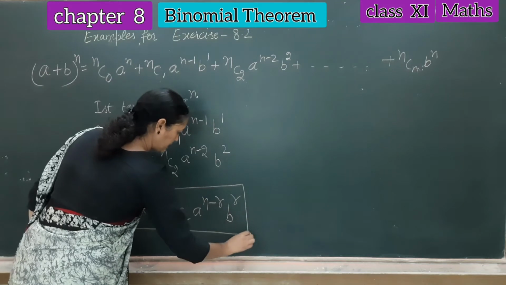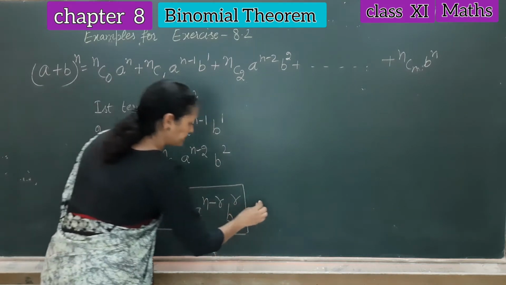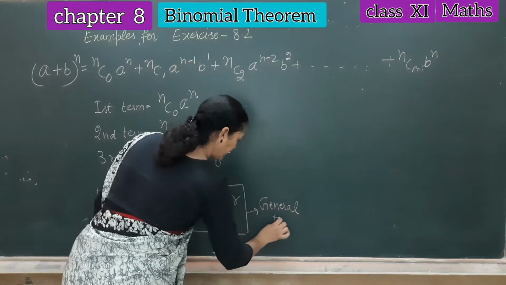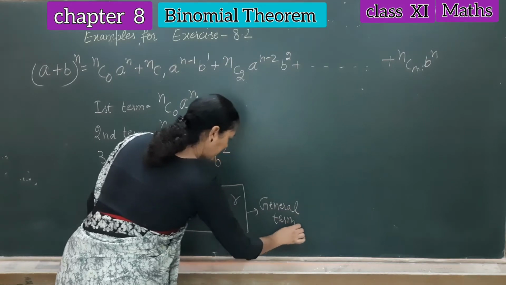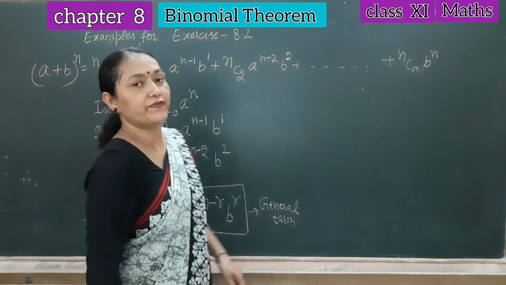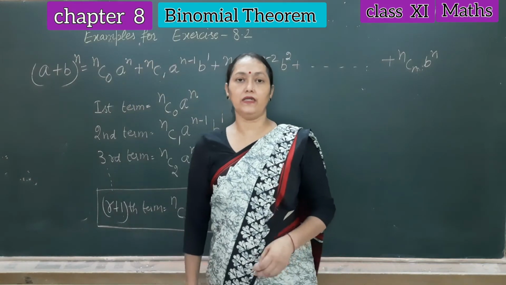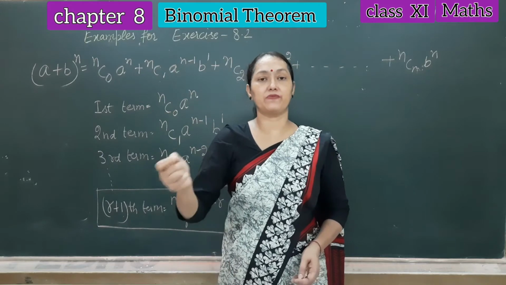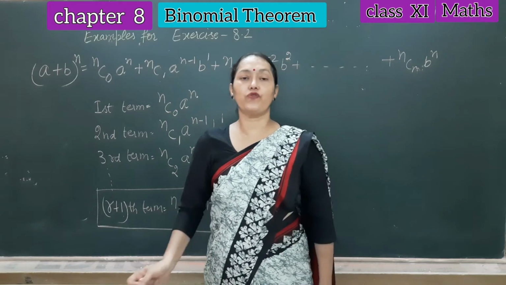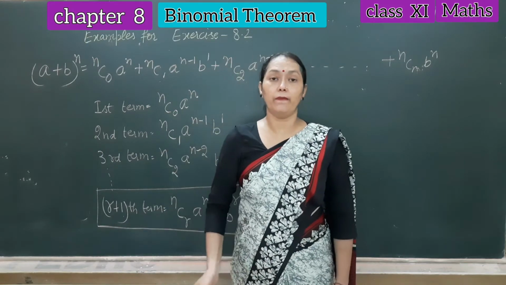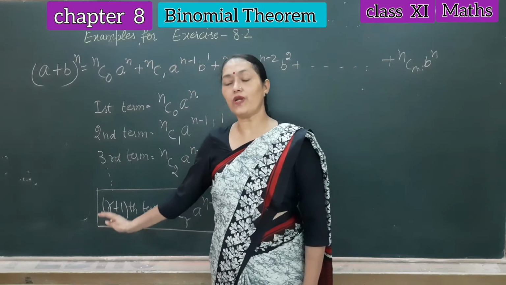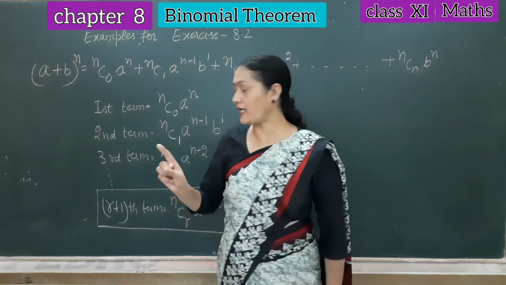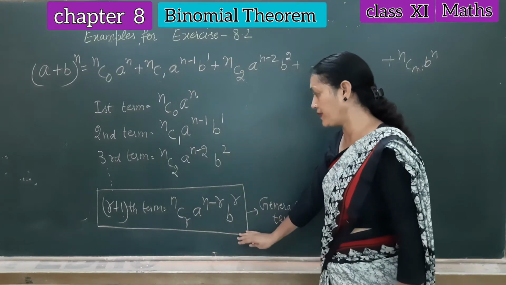What is the need of the general term? Like the examples we did for exercise 8.1, they were saying open the expression, open the identity (a + b)^5, like this. So we were writing all the terms. But in case they don't ask for all the terms, they ask for a particular term, then what to do? For that, we'll be using this general term.